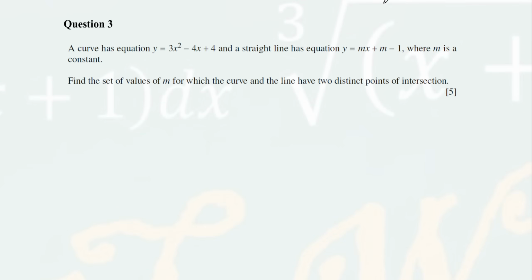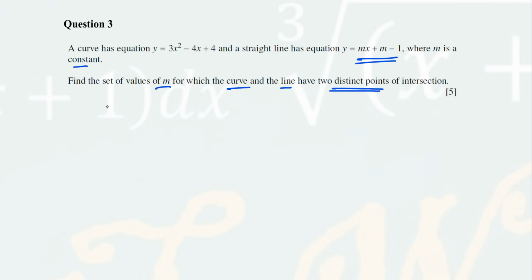Okay, next question, question 3. A curve has equation y equals to 3x squared minus 4x plus 4, and straight line has equation y equals to mx plus m minus 1, where m is a constant. Find the sets of values of m for which the curve and the line have two distinct points of intersection.